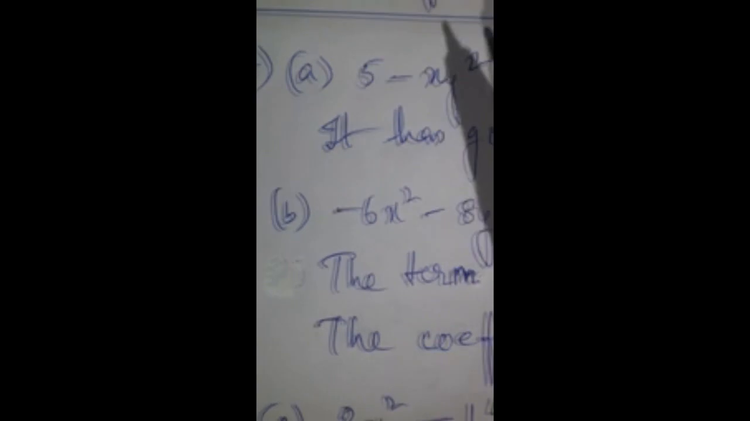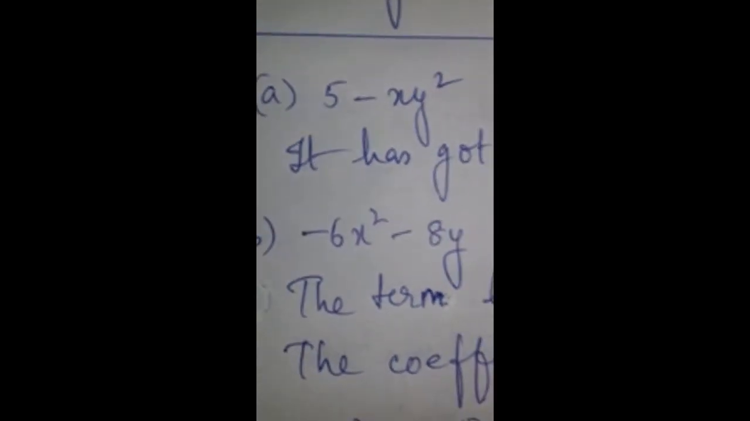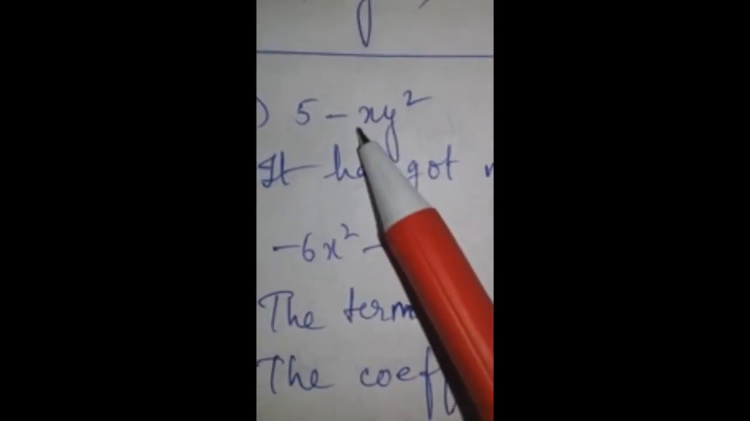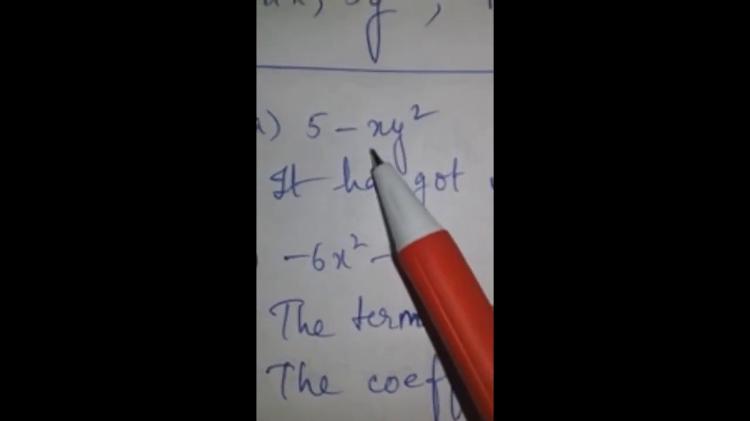Now come to question 8, part A. Here you will have to find whether any x square term is present or not. You can clearly see that the term having x is present here, but there is no term in x square. So you will write that it has no terms in x square.